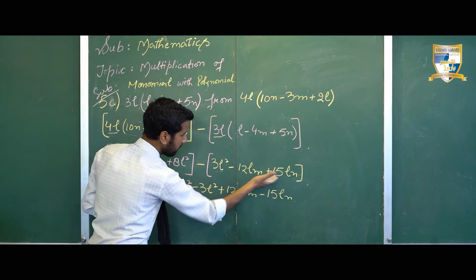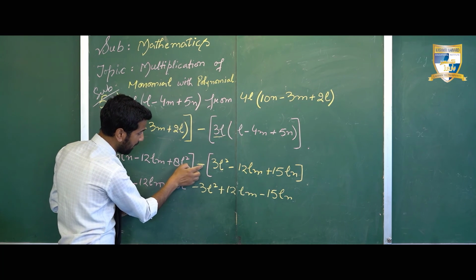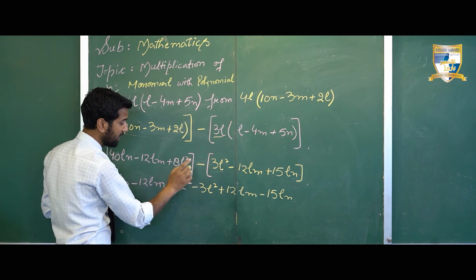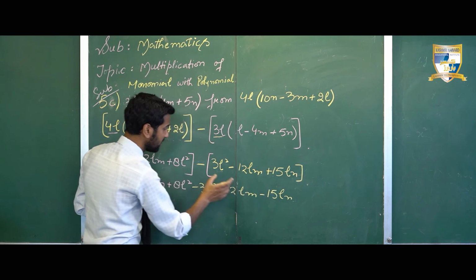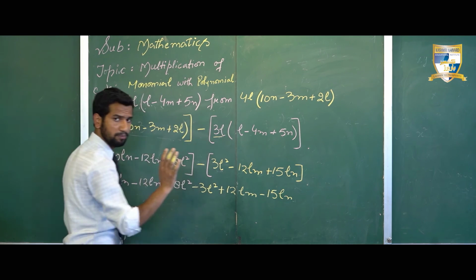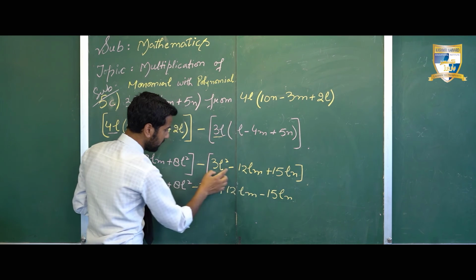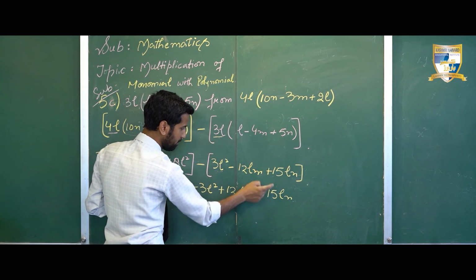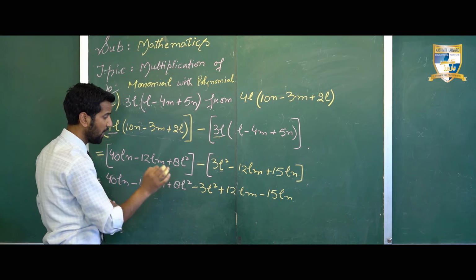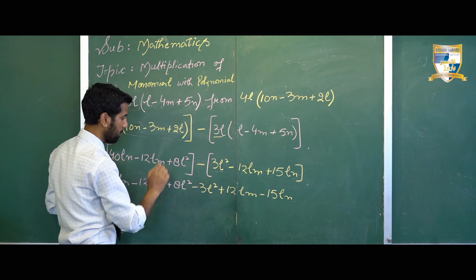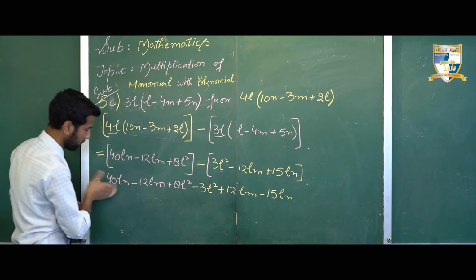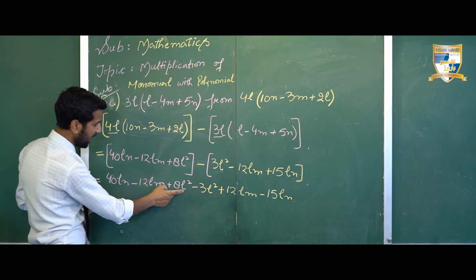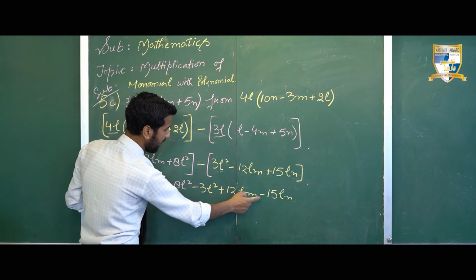Why is it happening here? Because there is a minus before the brackets. Whenever there is an immediate minus before the brackets, if you remove the brackets, the sign of each term will get changed. Here we have three terms. A positive term becomes negative, minus becomes plus, and plus becomes minus. It's only and only when there is a minus. So now we have this expression: 40 ln minus 12 lm plus 8l square, minus 3l square plus 12 lm minus 15 ln.